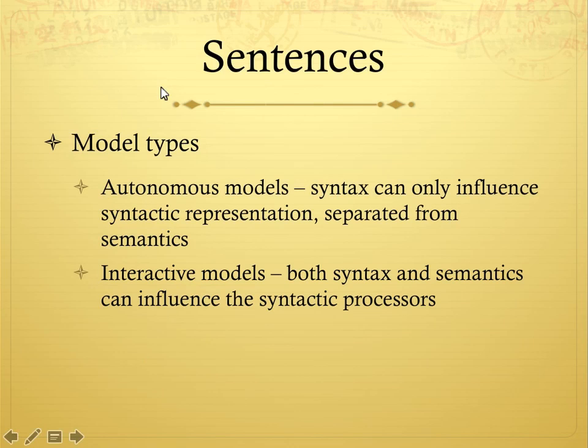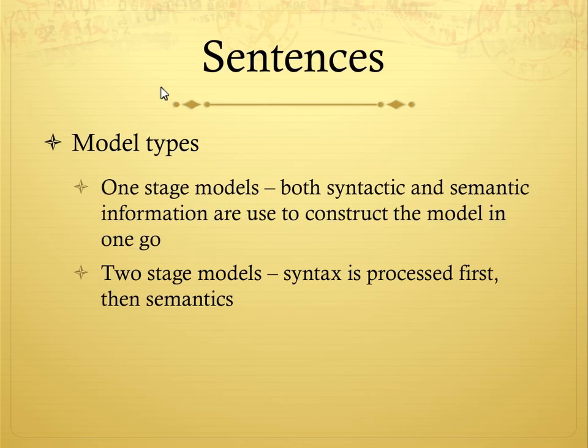So, two big types of models that we'll go through this whole section. The models are either autonomous, so syntax only influences syntax, it's separate from semantics, so each one has its own autonomy, hence the name. Syntax is one thing, semantics is another, and they're separate things. And then the interaction models, where we have syntax and semantics interacting to influence this parsing process. So we will talk about whether or not each one is supported throughout the rest of the lecture. Okay. There's also one-stage models. One-stage models are where syntax and semantics are used all in one go at the same time, or two-stage models where syntax is first and then semantics. And those can either be autonomous or interactive in either one stage or two.